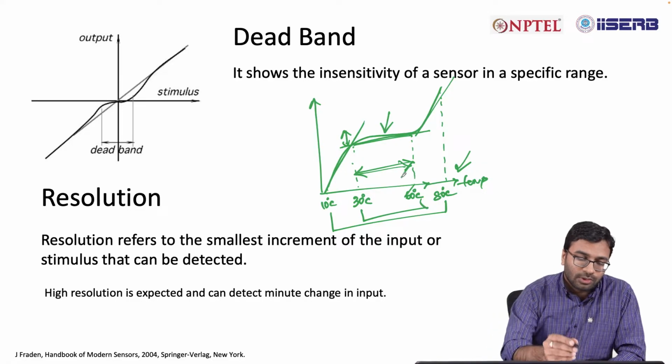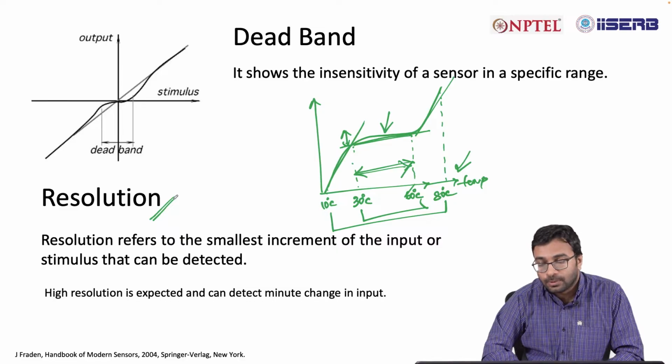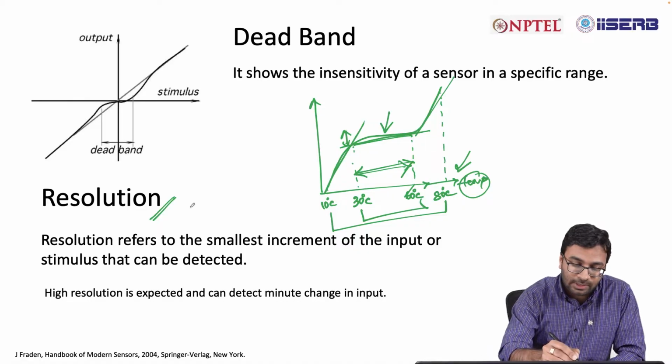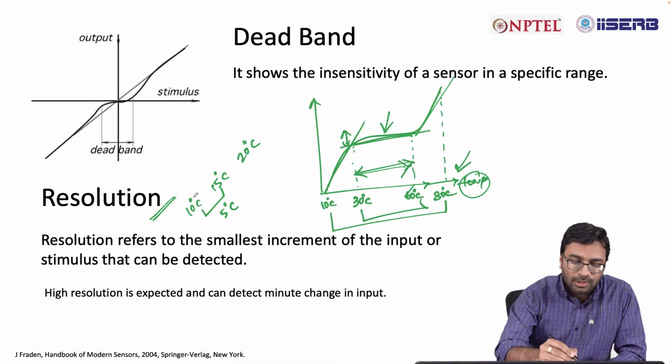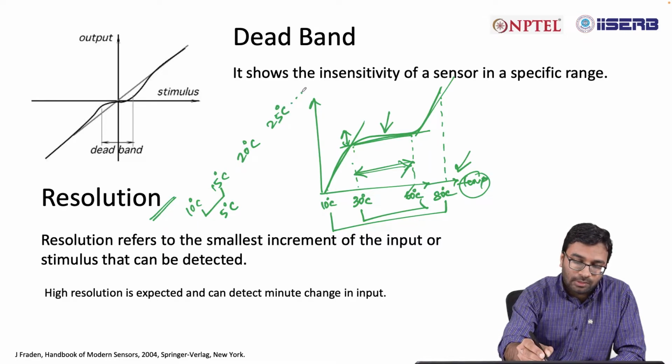Then we have a term called resolution. Resolution refers to the smallest increment of the input or stimulus that can be detected. So if you take again an example of temperature sensors, say you can detect temperatures like 10 degrees centigrade, then 15 degrees centigrade, 20 degrees centigrade, then the resolution here is 5 degrees centigrade, right? Because you cannot detect any temperature between 10 and 15. Say you have a sensor which can detect 10 degree, 15 degree, 20 degree, 25 degree, and so on and so forth. But it cannot detect anything between 10 and 15.